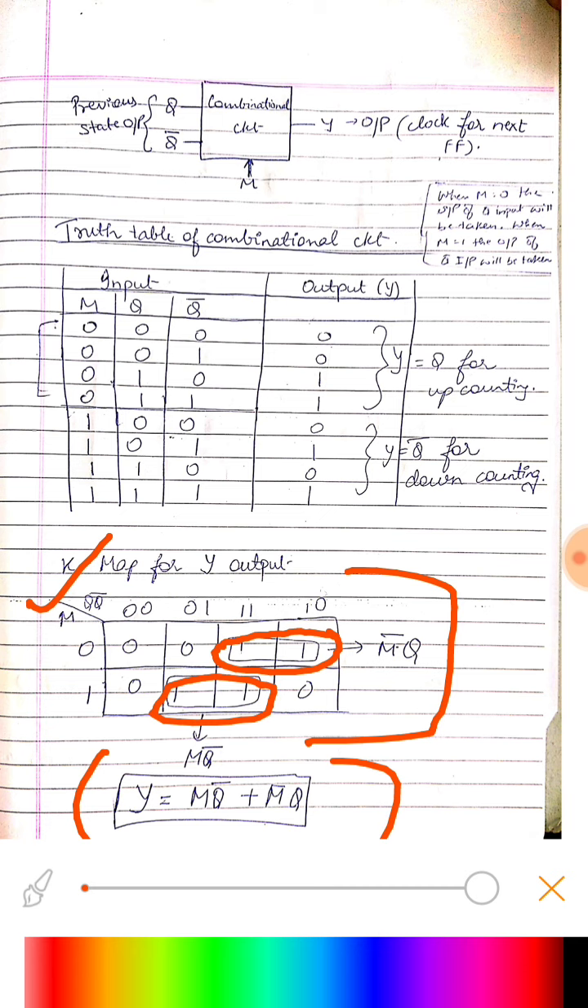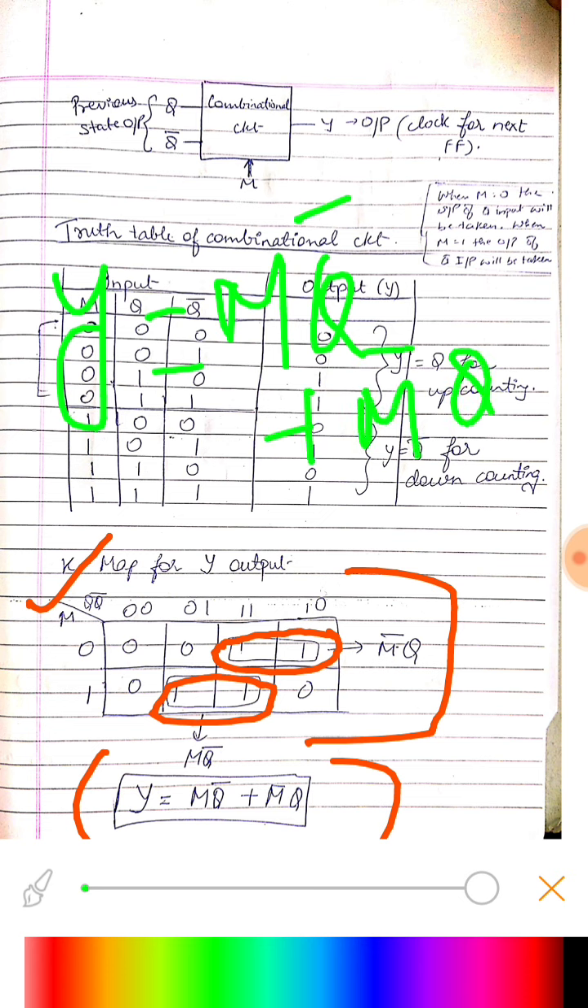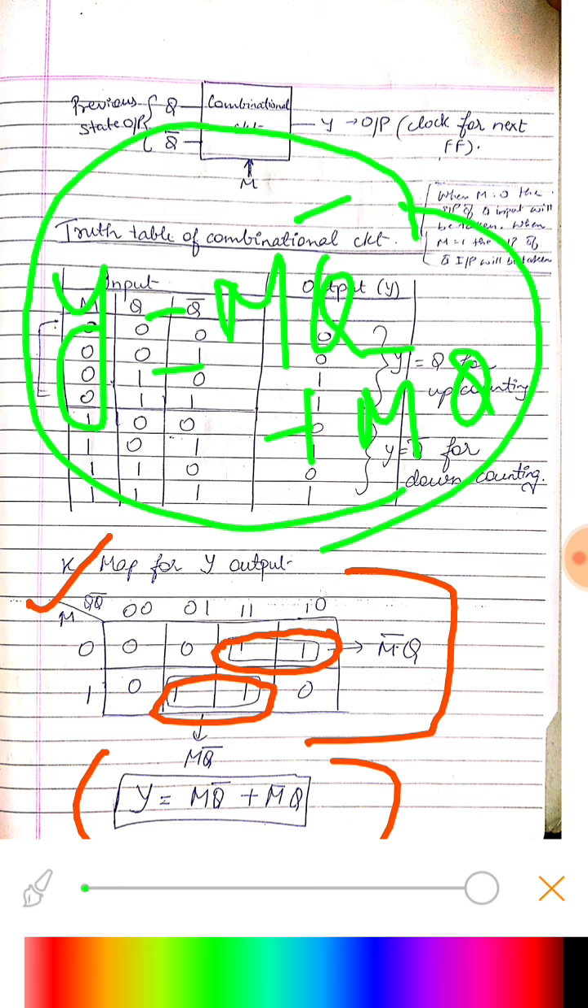There is one more circuit with which you can implement this to select the Y. As you can see, our Y is coming out to be M Q bar plus M bar Q. I think you all know multiplexers. It is nothing but the output of a 2-bit multiplexer that can select from 2 bits, and the select line can have value 0 and 1.